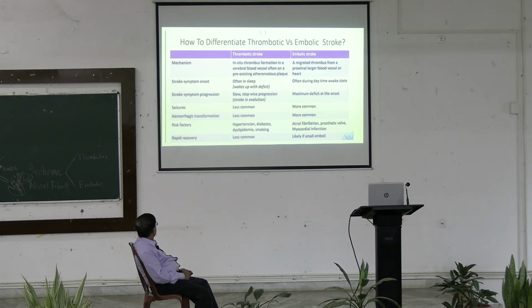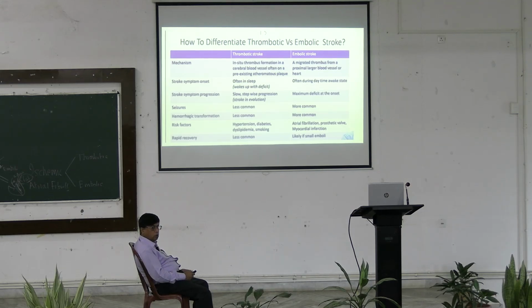Anyway, risk factors I have already told you: hypertension, diabetes. But embolic stroke risk factors are atrial fibrillation, prosthetic valve, myocardial infarction, that I have already described. In cardioembolic stroke, rapid recovery is less common, but likely if the emboli are small. Suppose a small artery is involved, a small area of the internal capsule, these are called lenticulostriate arteries. These are the most common arteries involved in stroke. They are the direct branch of the middle cerebral artery.